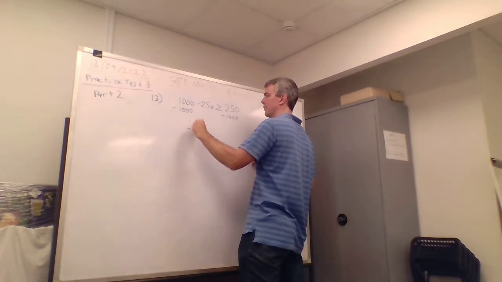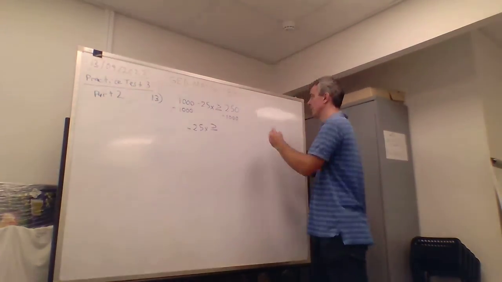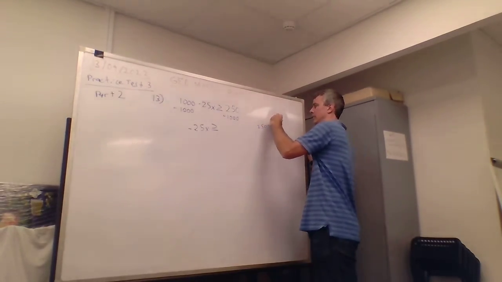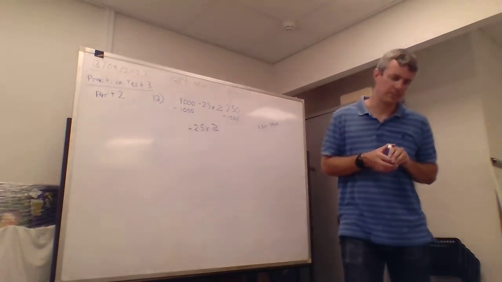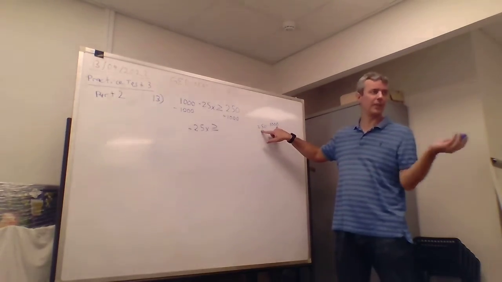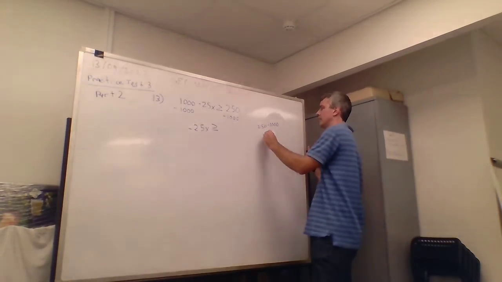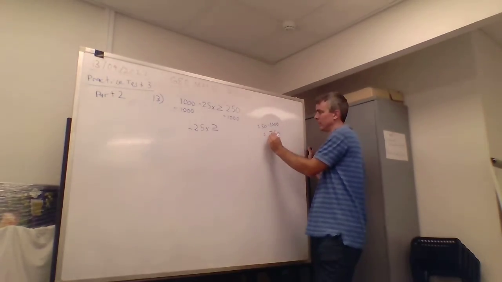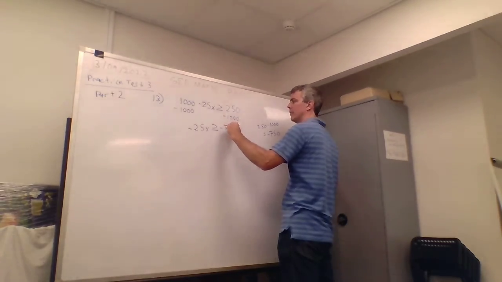Now we have negative 25x is greater than or equal to, what's 250 minus 1,000? 750. You can use your calculator, but it's basically the difference. It's 1,000 minus 250, which is 750, but since we're subtracting the bigger number, this becomes negative 750. So it's greater than or equal to negative 750.